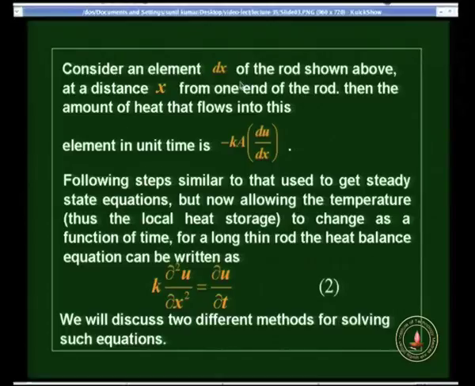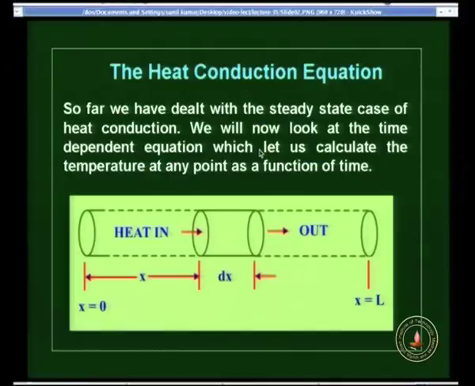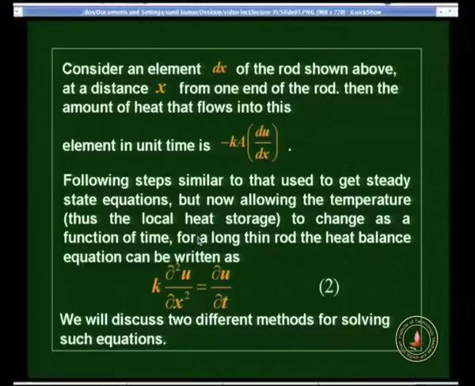So we consider the element dx, and the heat enters at x and goes out at x plus dx. Now the amount of heat that flows in is Qx, and Qx is K A into del U by del x. This is Fourier's law. So the heat that enters at this point is K times A into the gradient in the temperature. U is the temperature here, A is the area and K is the heat conduction coefficient.